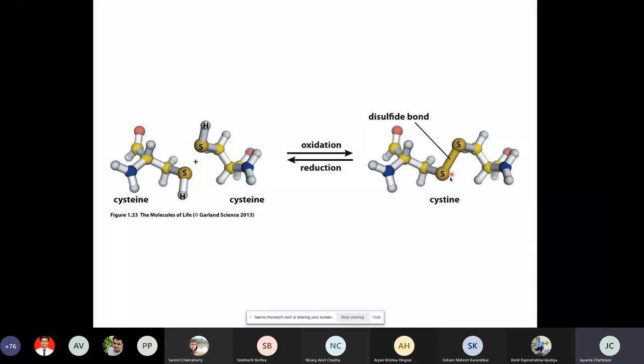So likewise, proteins are covalently constrained. These disulfide bridges provide additional covalent constraints to stabilize the structures of proteins. Now, something useful for you to know is that typically proteins that are present in the cytosol, in the cytoplasm, do not have disulfide bonds.